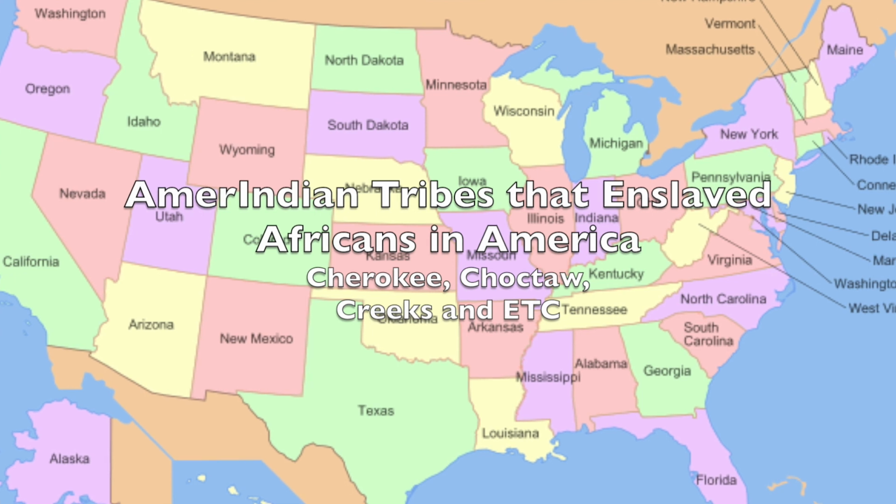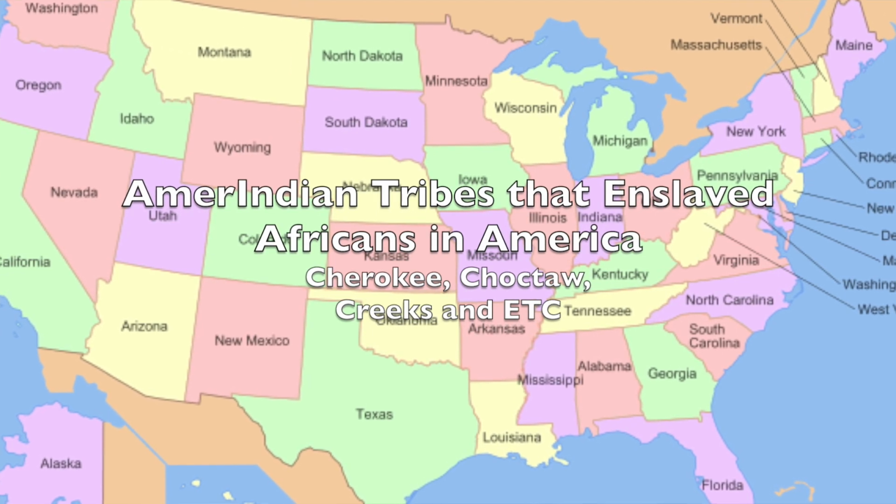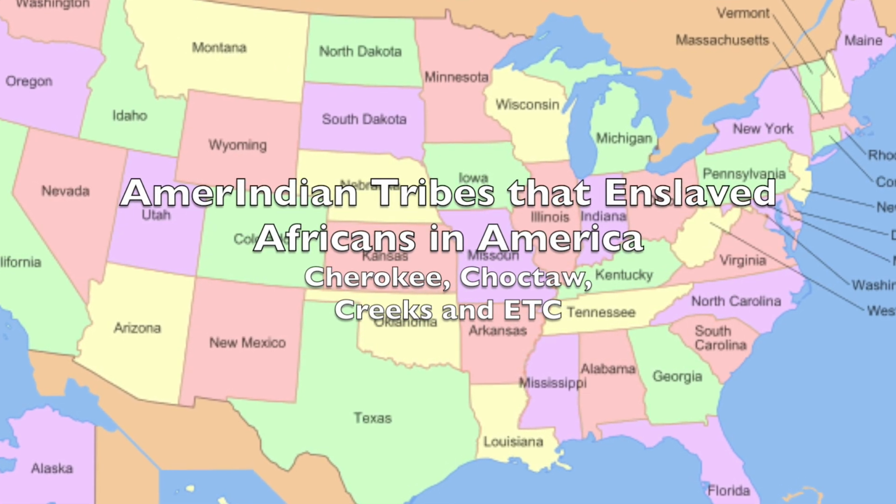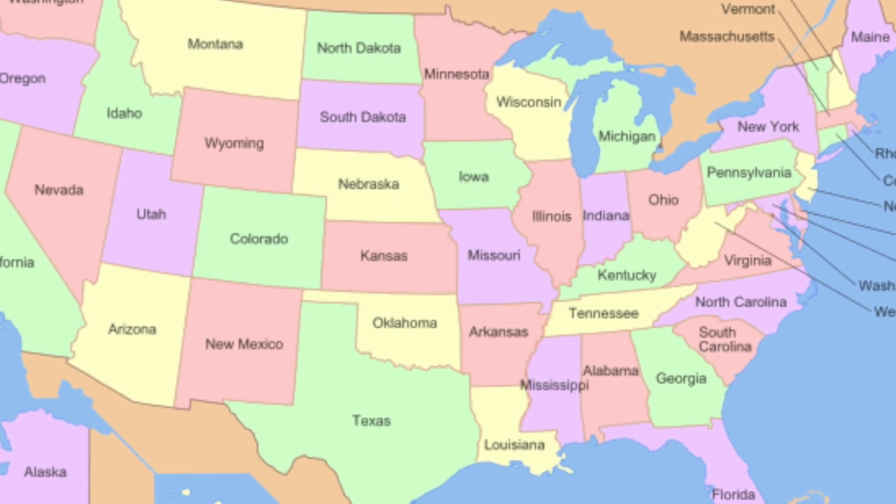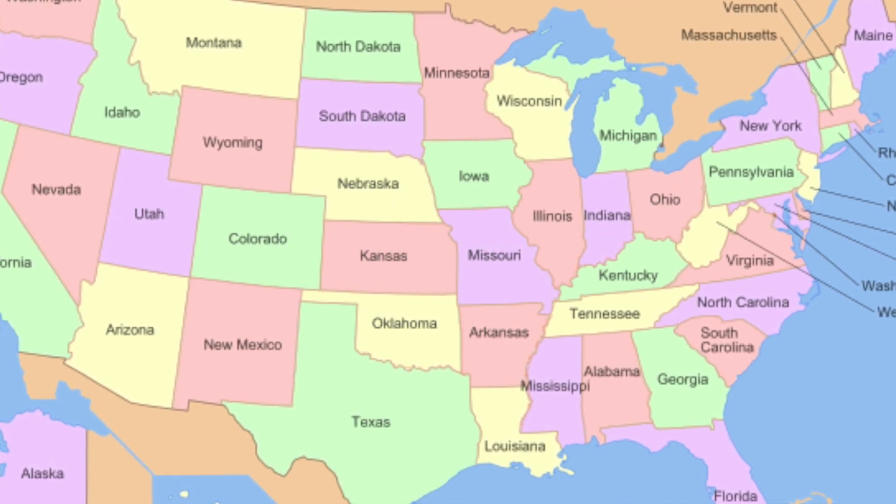This is due to the American federal government allowing them to embrace the institution of chattel slavery, which led to them enslaving and owning humans and their offspring as property to help civilize them.